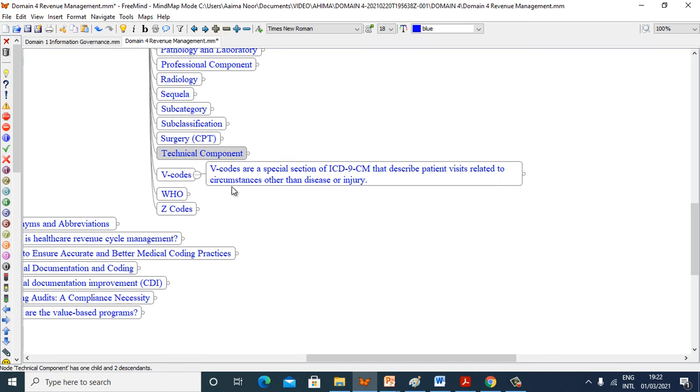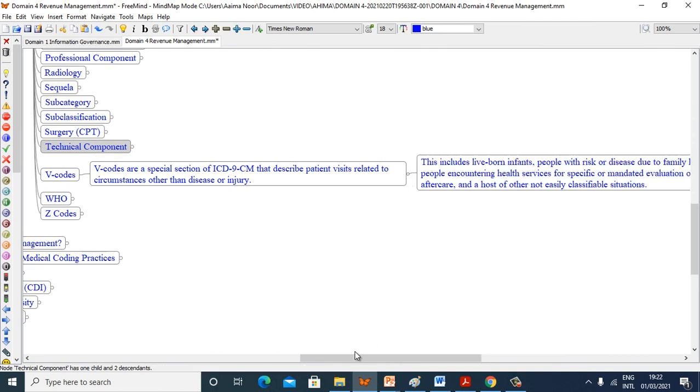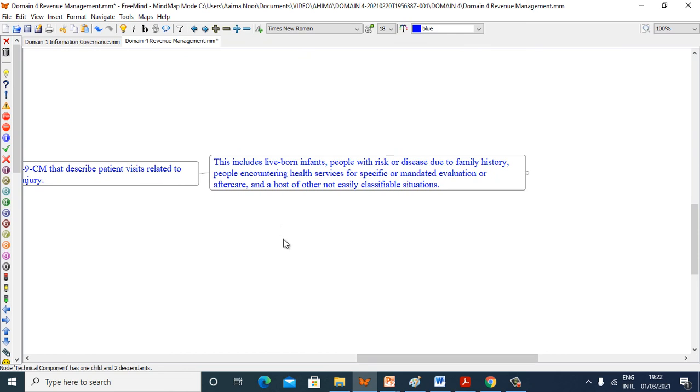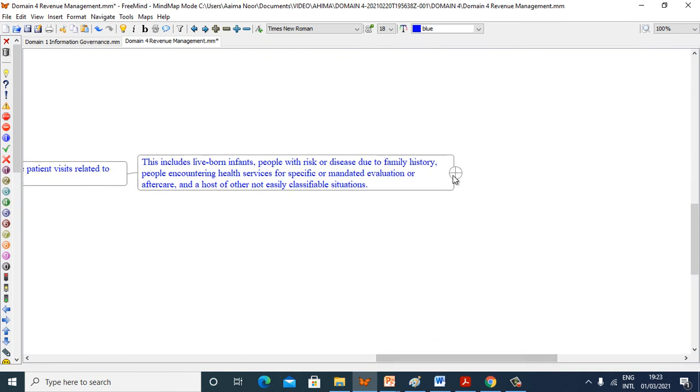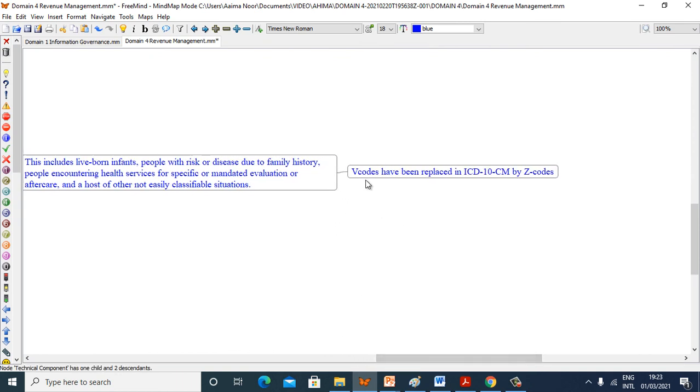V codes. V codes are a special section of ICD-9-CM that describe patient visits related to circumstances other than disease or injury. This includes live-born infants, people with risk of disease due to family history, people encountering health services for a specific or mandated evaluation or aftercare, and a host of other not easily classifiable situations. V codes have been replaced in ICD-10-CM by Z codes.